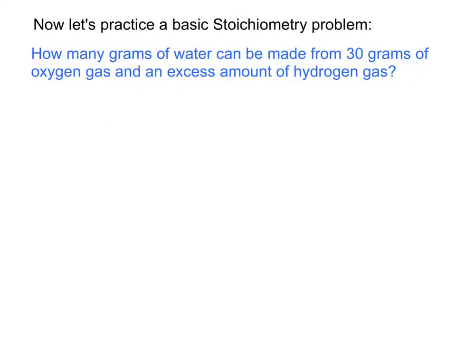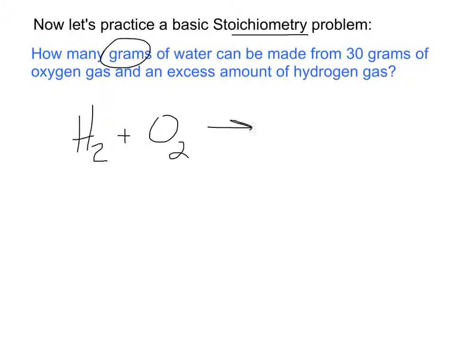Okay? Here's one that we're going to work on, basic stoichiometry. So remember, when we're working on stoichiometry, the first thing we have to do is create a balanced chemical equation. So we're going to look at this. How many grams, that's what they want me to go to, of water can be made from 30 grams of oxygen and an excess amount of hydrogen? So it says I've got hydrogen gas, and we know that's H2, plus oxygen gas, O2, is going to create water. So there's my chemical equation.